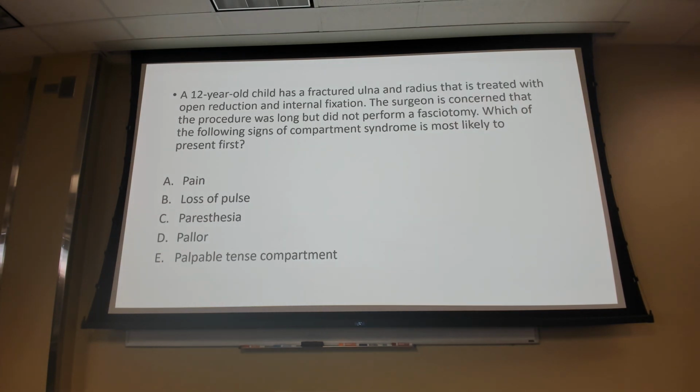All right, you got a 12-year-old with a fractured ulnar radius, treated with open reduction, internal fixation. The surgeon's procedure was long, but did not perform a fasciotomy. Which of the following signs of compartment syndrome is most likely to present first? Pain. Yeah, I heard it somewhere back there.